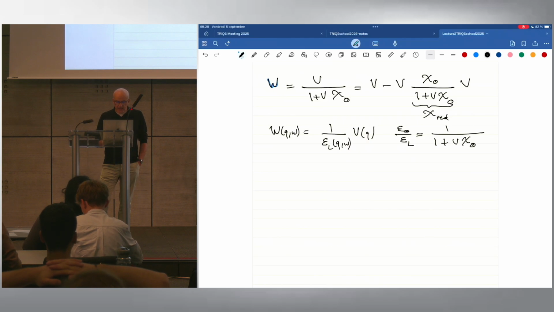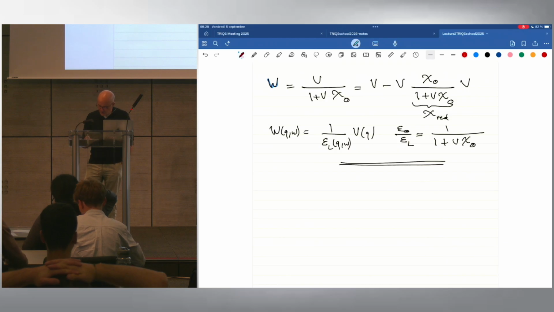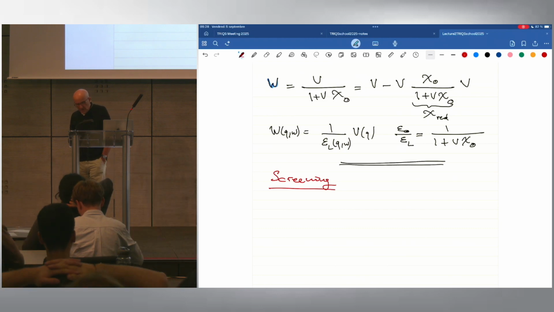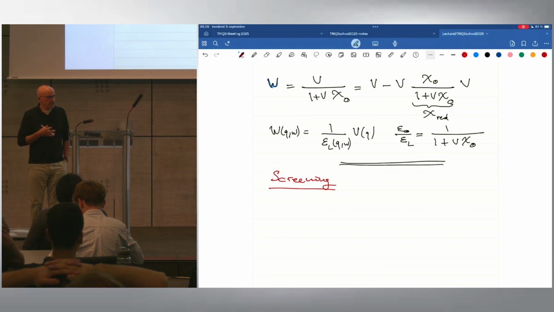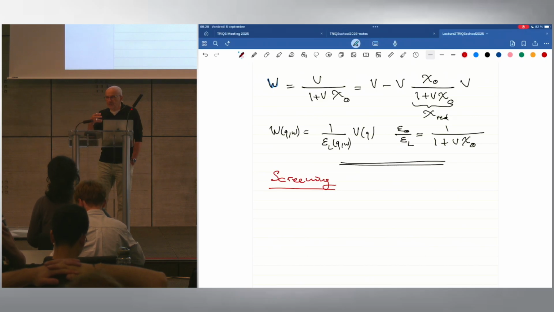So this is the RPA description of screening, and let me now see what the physical consequences are. So the physics of screening based on the RPA formula. Screening is a spatially and energy or time-dependent phenomenon, so I have to discuss which limits I'm taking in this formula.